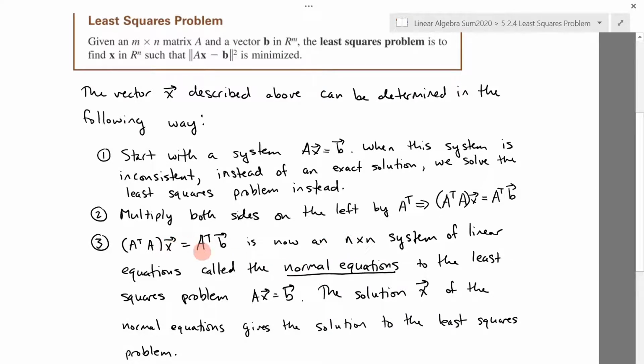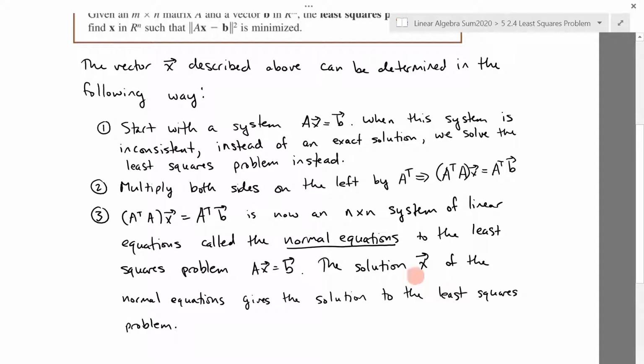And so the name of this system is called the normal equations to the least squares problem. And the solution x of the normal equations will give the solution to the least squares problem.